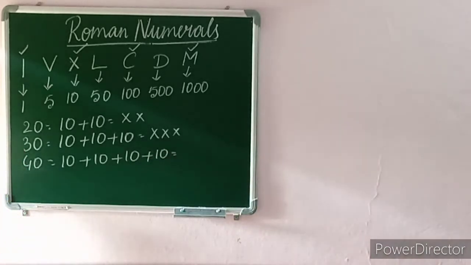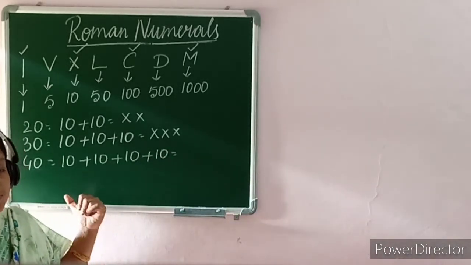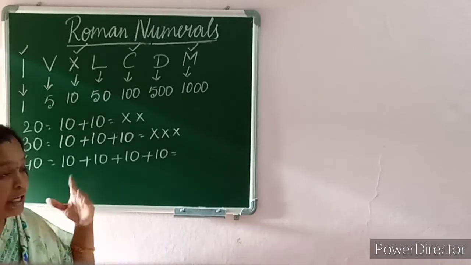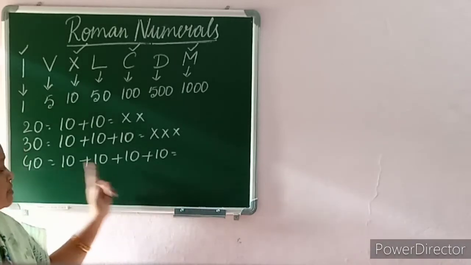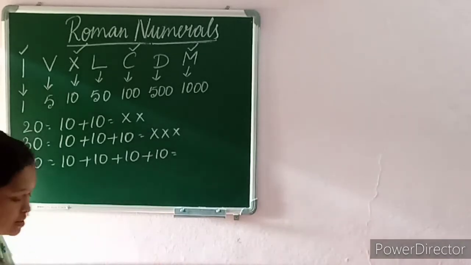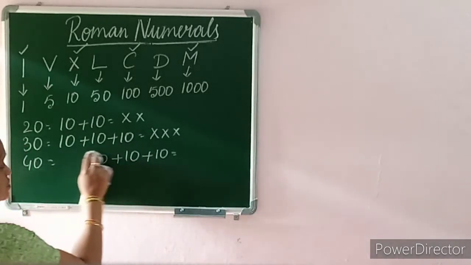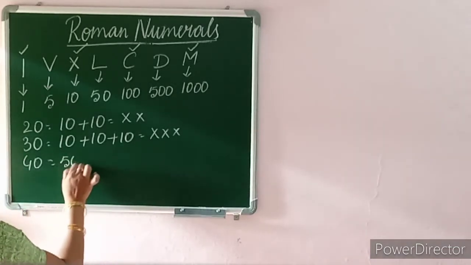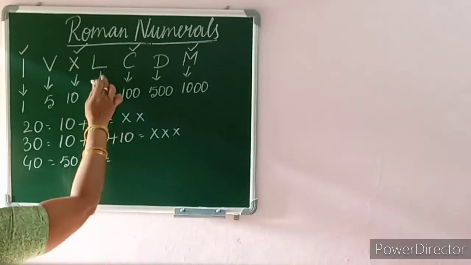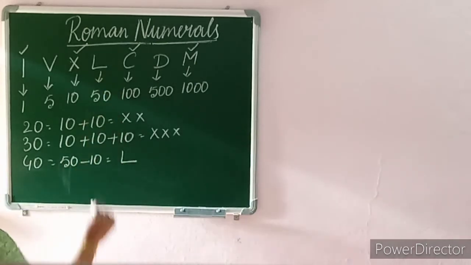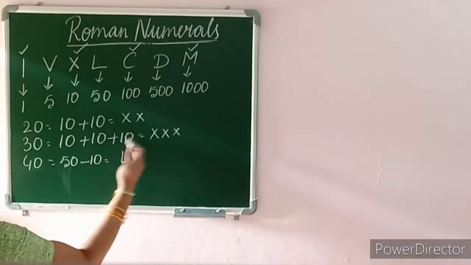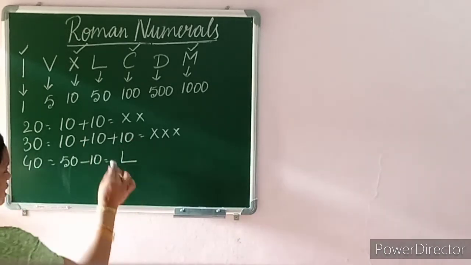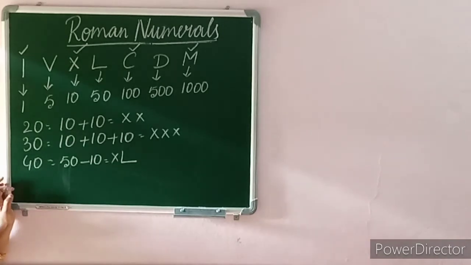Can we write this 4 times? As we move back to rule number 2, it is clearly mentioned that one symbol can be repeated only 3 times. But this is 4 times, so this is absolutely wrong. So you have to use another trick. What is that? You can write 50 minus 10, where 50 is denoted by L, and as it is minus, will you write it on the right side or left side? Obviously your answer will be left side. So 40 will be denoted by XL.